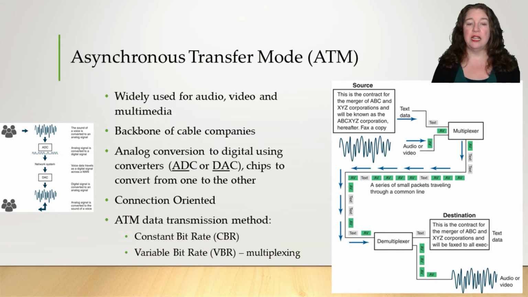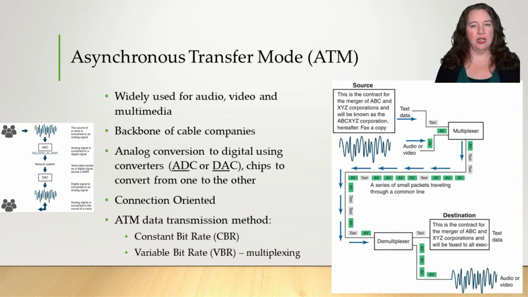So a CBR is a constant stream of data that we use for video conferencing, using a virtual circuit to be able to keep a set stream of data coming across. Variable means that it changes. It could be faster, could be slower based on whatever your data is. We're going to talk a little bit more about different types of VBR in the next slide.